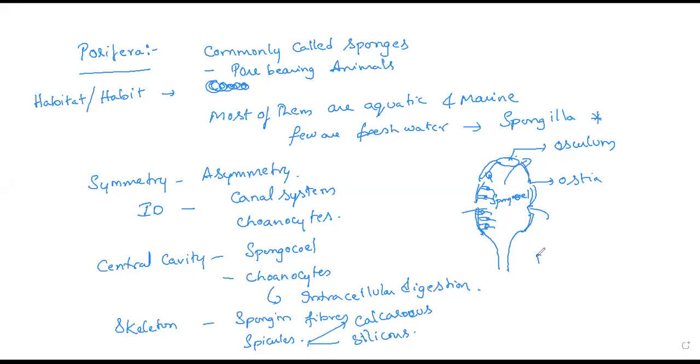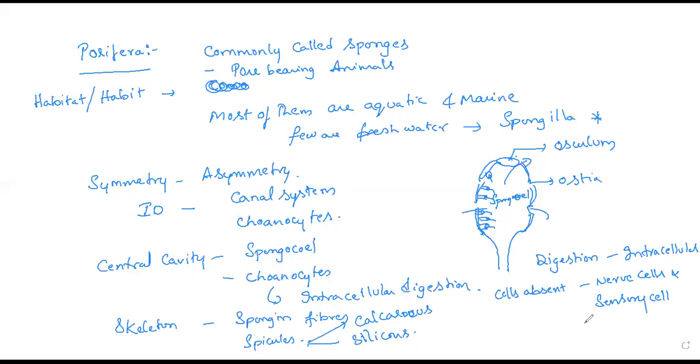On digestion you will get questions. You have to remember, the type of digestion is intracellular. Then, cells absent in Porifera: nerve cells and sensory cells are absent. Very important thing. That means there is no functional coordination between cells, so division of labor occurs at the cellular level.